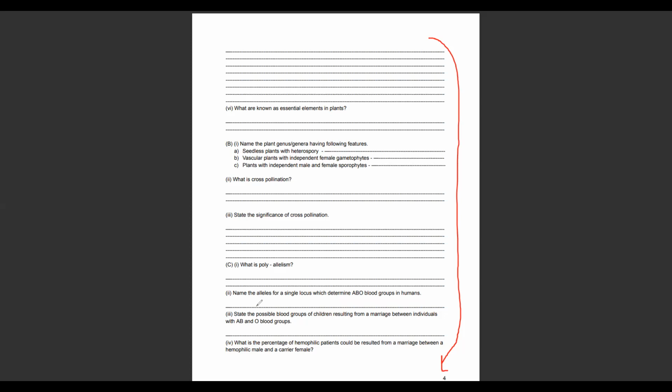Next one. Cross-pollination. What is cross-pollination? Cross-pollination means transfer of pollen grain from an anther of the flower to a mature stigma.